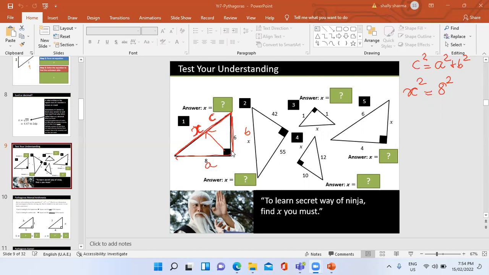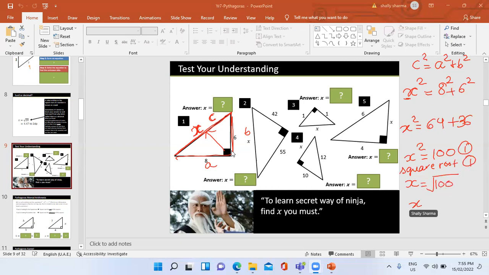So x squared is equal to 8 squared plus 6 squared. x squared is equal to 8 squared, which is 64, plus 6 squared, which is 36. So we get x squared as 100. And to find out x, we take the square root on both sides. So it will be the square root of 100, which is 10 units.